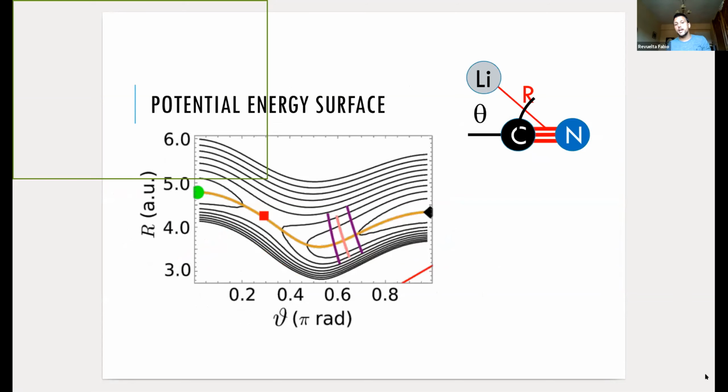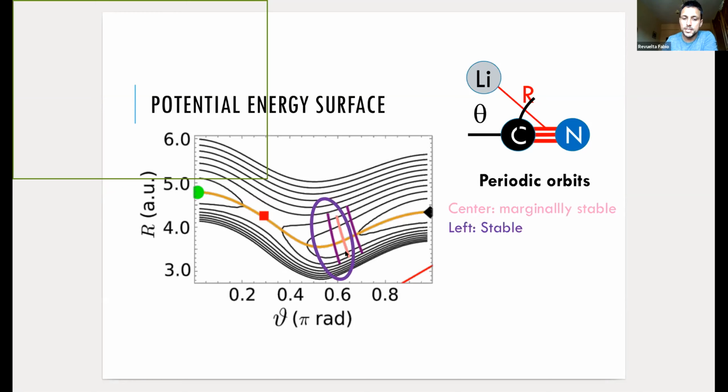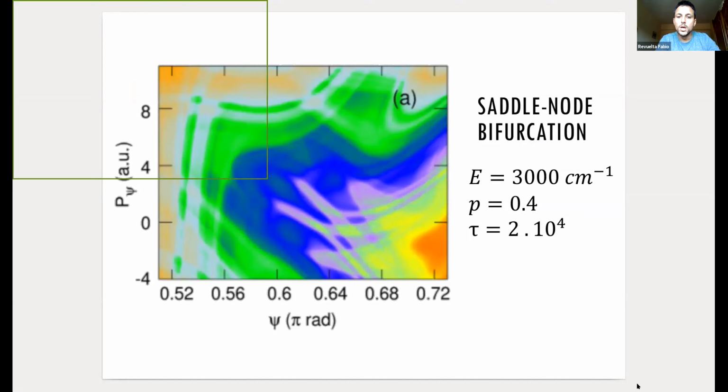I mean, the origin comes from a saddle-node bifurcation, right? So at a certain energy, I think around 3,300 centimeters minus one, there's a bifurcation, and this periodic orbit that is marginally stable appears out of the blue. And when you increase the energy, it bifurcates, so it disappears, and then you've got a stable periodic orbit on the left, and then an unstable periodic orbit on the right.